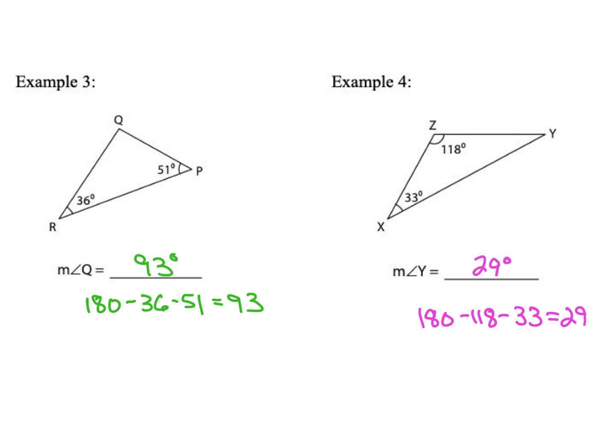And we can actually check these. In my calculator, let's do example number 3. Is 36 plus 51 plus 93, does that equal 180? Yeah. And we can check example number 4. We're going to have 29 plus 33 plus 118. Yep, that also equals 180. So these are the correct interior angles of the triangles for example number 3 and 4.